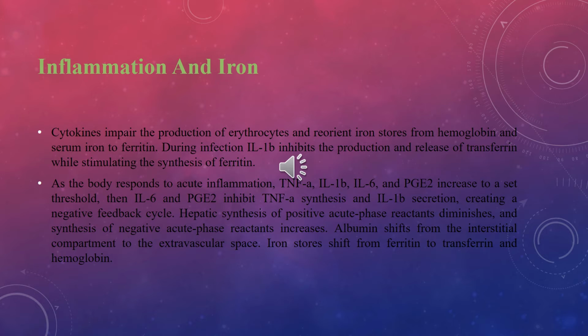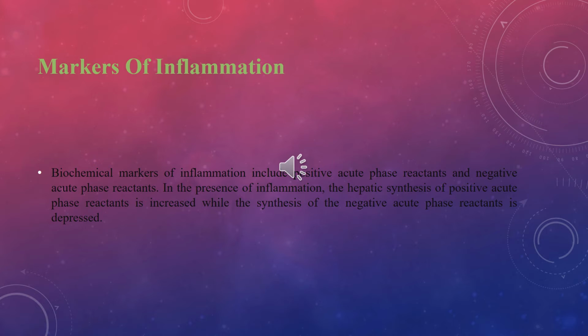During inflammation, the negative acute phase reactants decrease and the positive acute phase reactants increase. The negative acute phase reactants are albumin, transferrin, retinol binding protein, and prealbumin. The positive acute phase reactants are C-reactive protein, C3, C4, ferritin, fibrinogen, haptoglobin, and serum amyloid A.